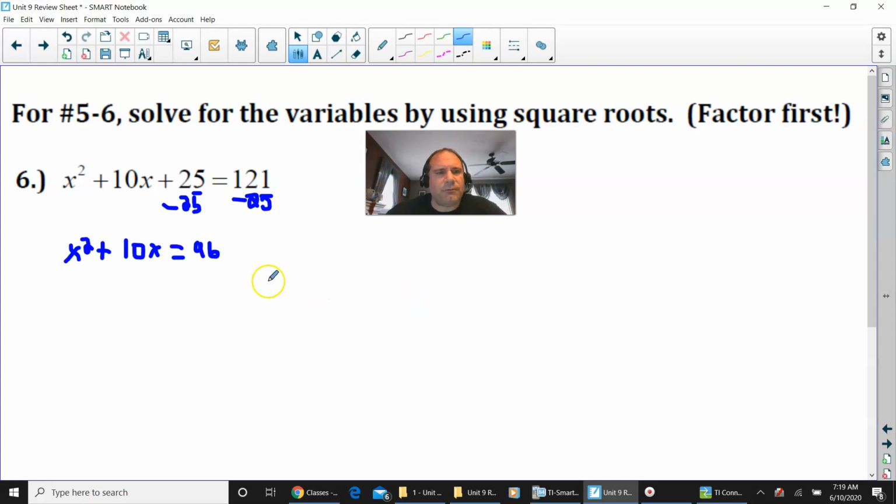Okay, so we have this, x squared plus 10x equals 96. Remember, at that point, you're going to take 10, which is the b, and divide it by 2. 10 divided by 2 equals 5. Then you take 5 and you square it.